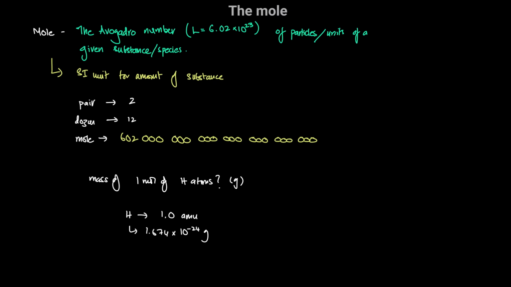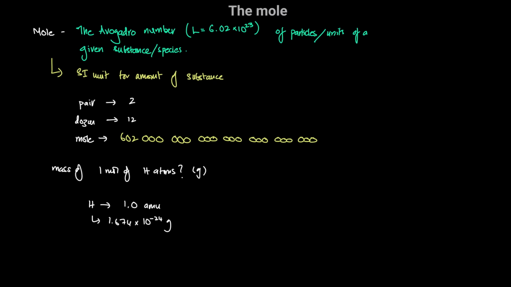Now, since we want to figure out the mass of 1 mole of hydrogen atoms, we want to figure out the mass of this many hydrogen atoms, that is 6.02 times 10 to the power of 23 hydrogen atoms. We know the mass of 1 hydrogen atom is 1.674 times 10 to the power of negative 24 grams. And when we multiply these two, what we get is the mass of 1 mole of hydrogen atoms is equal to 1.0 grams.